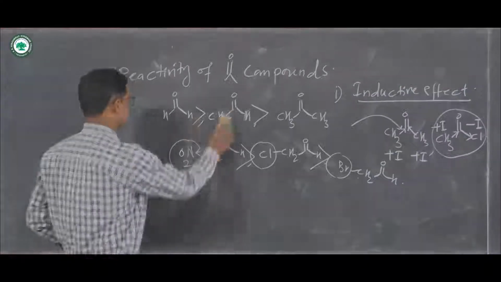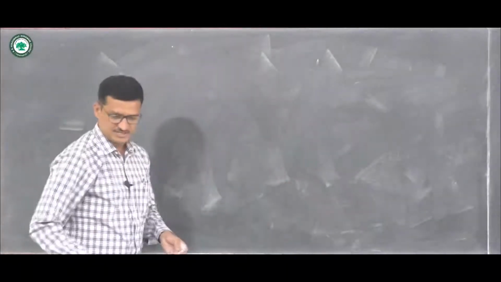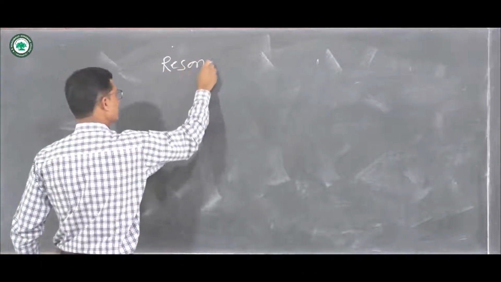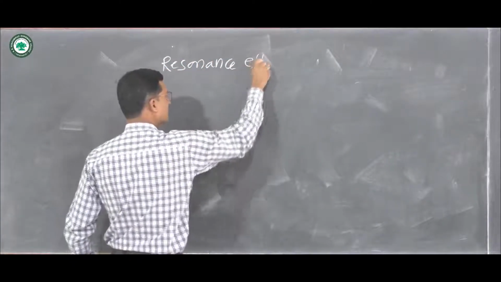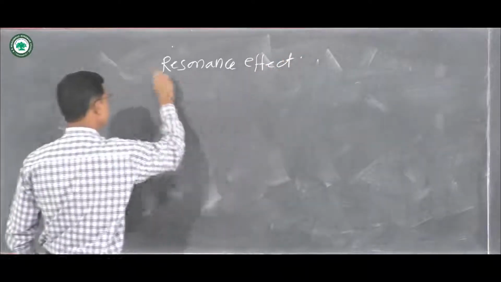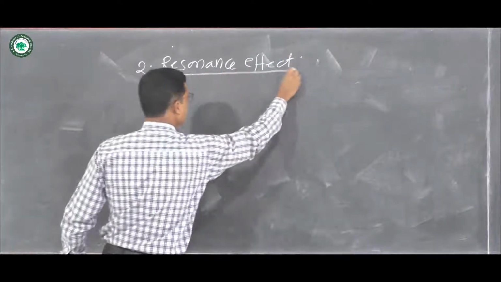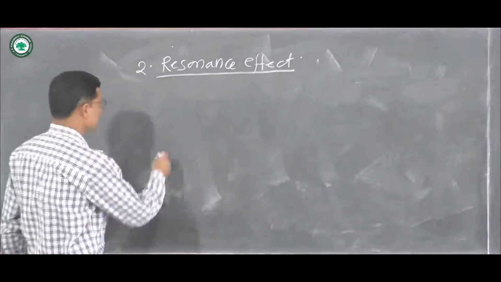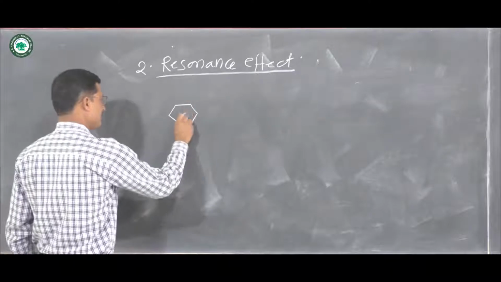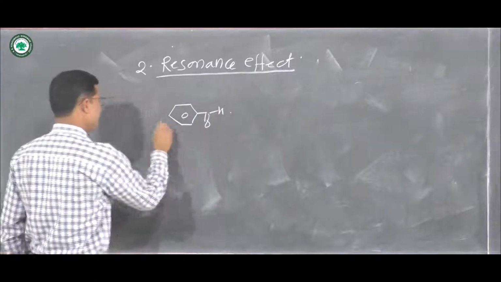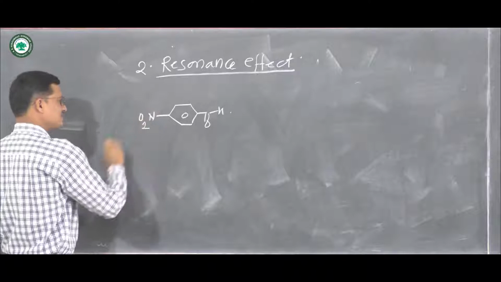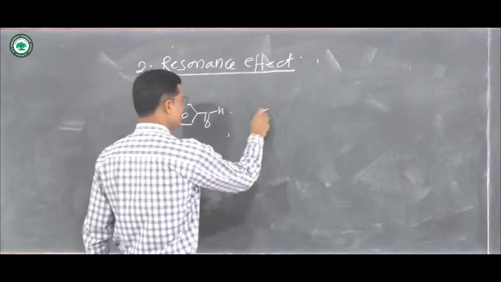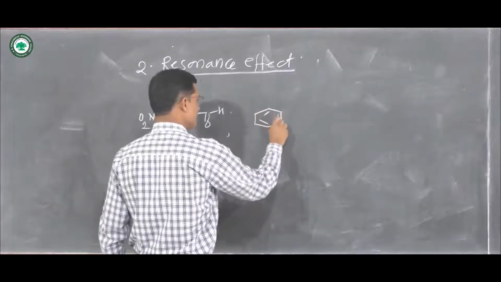Then the second factor is there, and which is the second factor? This is the resonance effect. This is the second factor which affects the reactivity of carbonyl. To understand resonance, we take one simple example, an aldehyde with a nitro group at the para position. Then you take a simple benzaldehyde, where there is no substituent on the aromatic ring system.